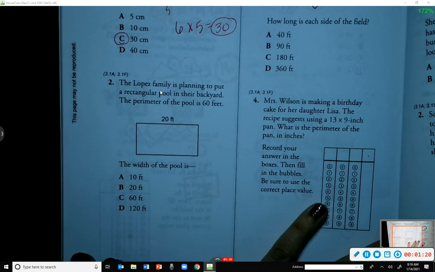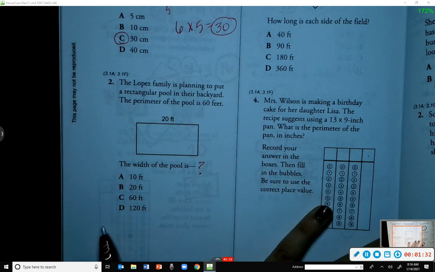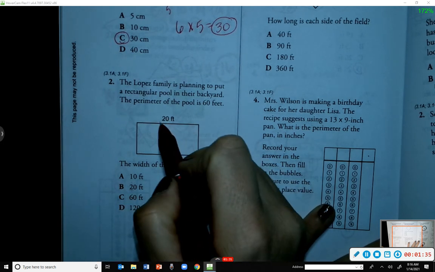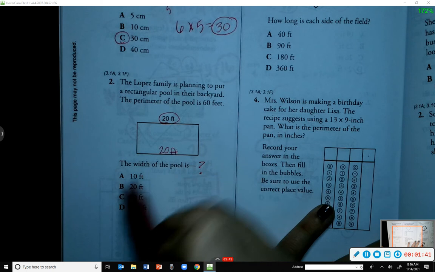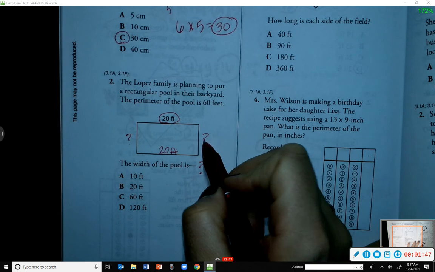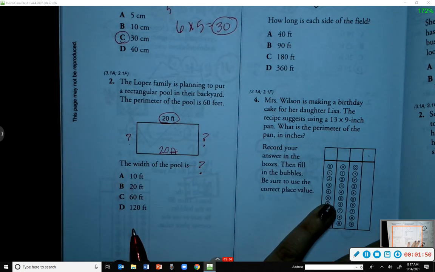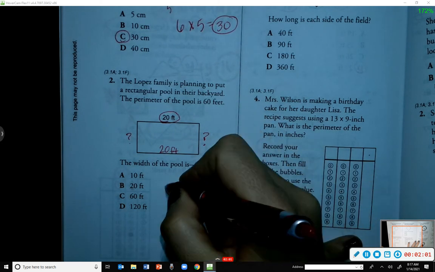Okay, number 2. The Lopez family is planning to put a rectangular pool in their backyard. The perimeter of the pool is 60 feet. The width of the pool is question mark. We don't know. So I know if a 20 is here, then the 20 also needs to go down below. So we're missing these 2 numbers. These are the problems we struggle with, so pay attention. What do we do first to find the missing side? Allie? Add all the sides, then subtract them with 60.